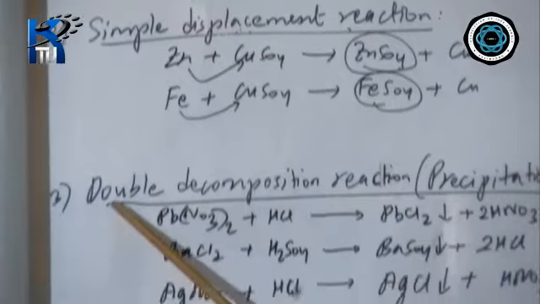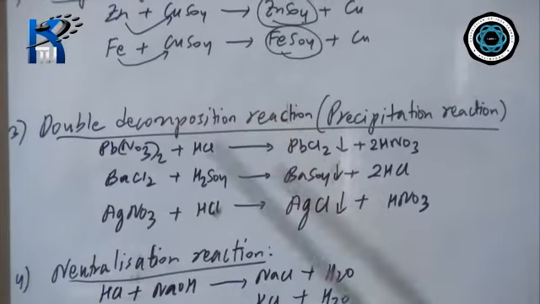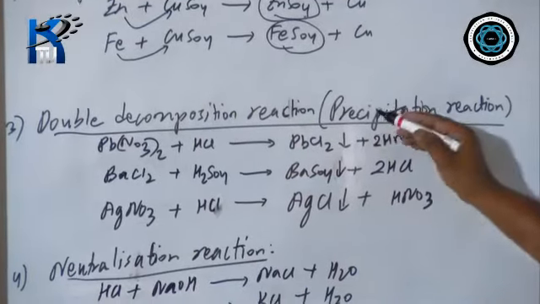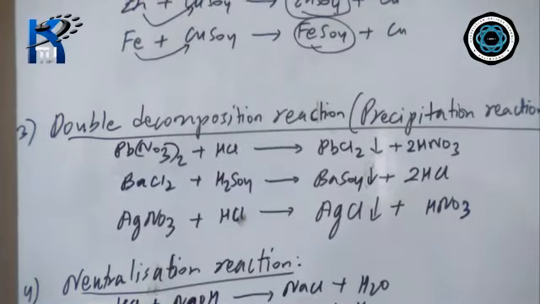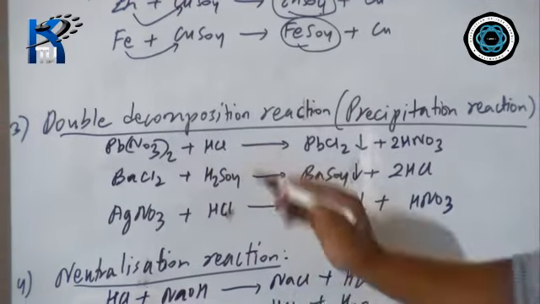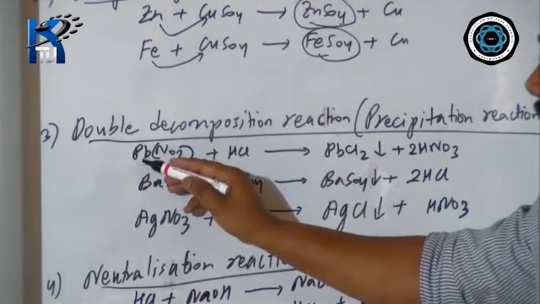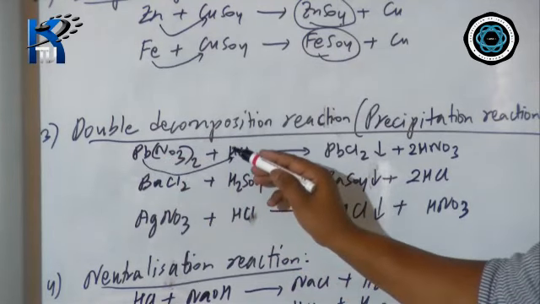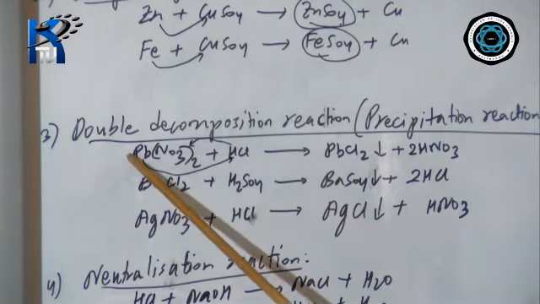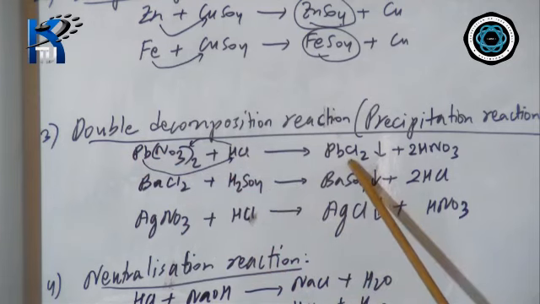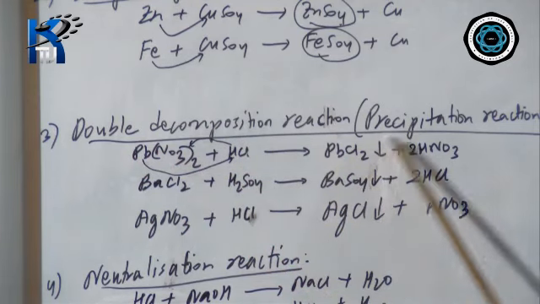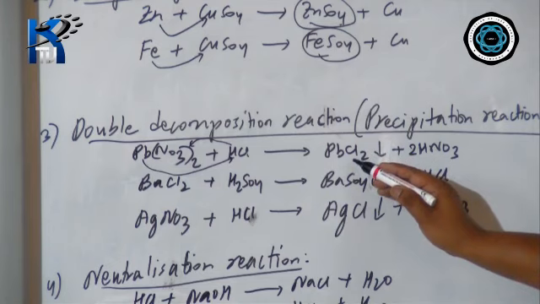Now we will see number 3, by double decomposition reaction, also known by the name precipitation reaction. So when lead nitrate reacts with HCl, double decomposition means first will take the last and last will take the first. So lead will combine with chlorine to form lead chloride, and H will combine with nitrate to form nitric acid. And do remember, lead chloride is a white precipitate. It is a double decomposition as well as precipitation reaction, because lead chloride is a white precipitate.